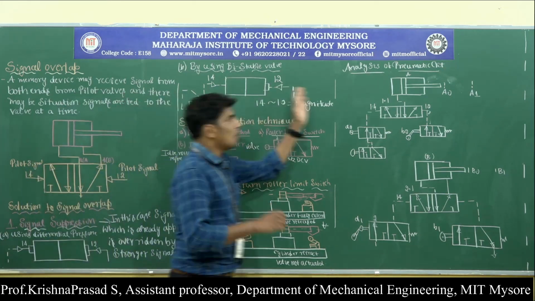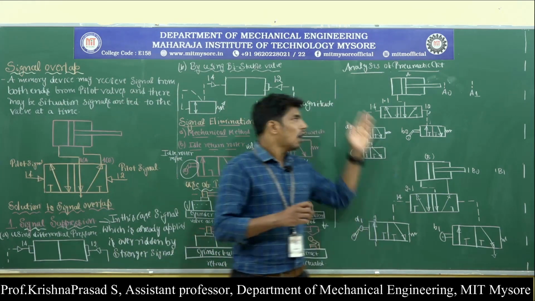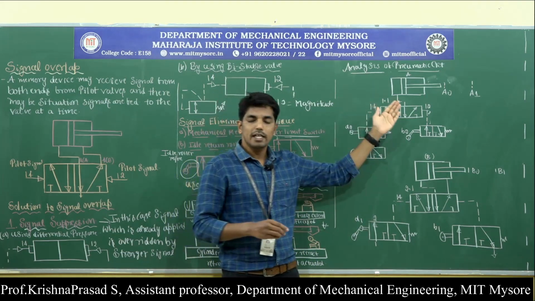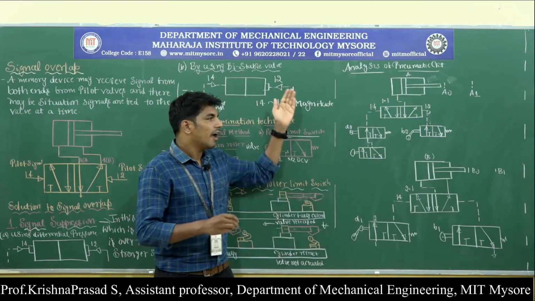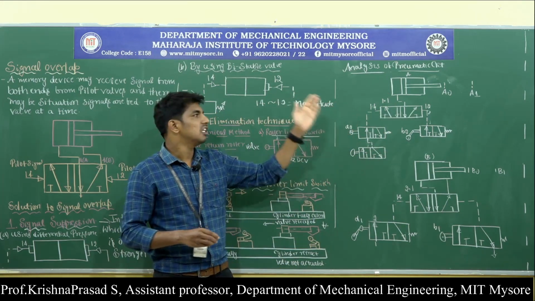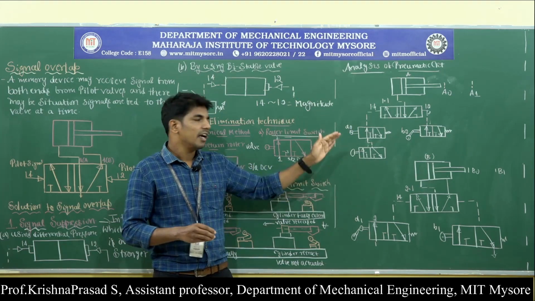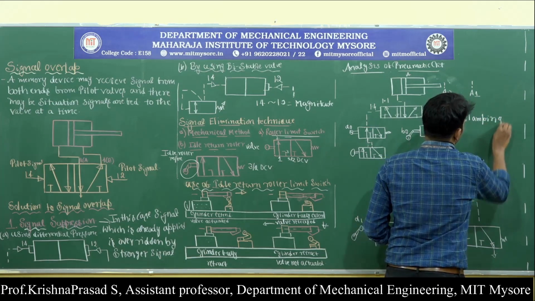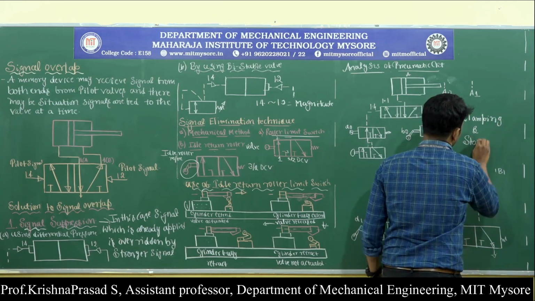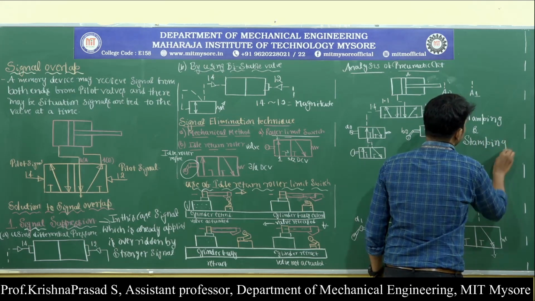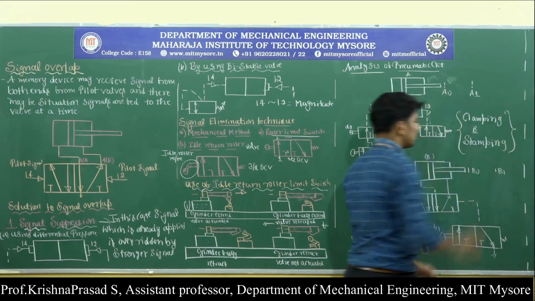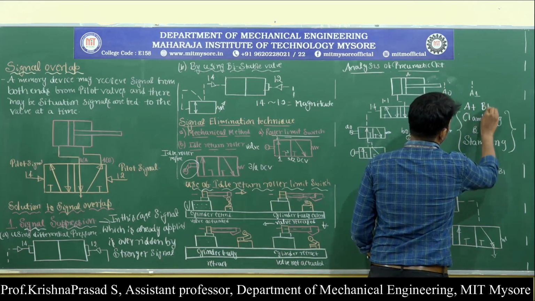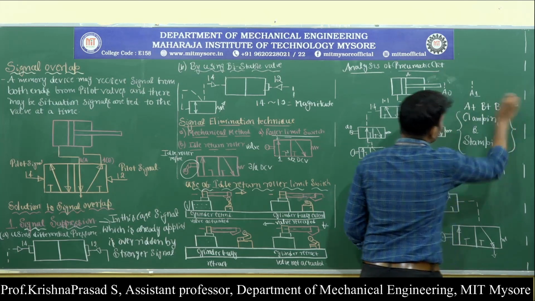Now we can also analyze with the help of the pneumatic circuit. For example, this pneumatic circuit is used for extension and retraction of cylinder A as well as cylinder B. It is used for a clamping and stamping operation. The sequence is very simple: first A plus, B plus, B minus and A minus.